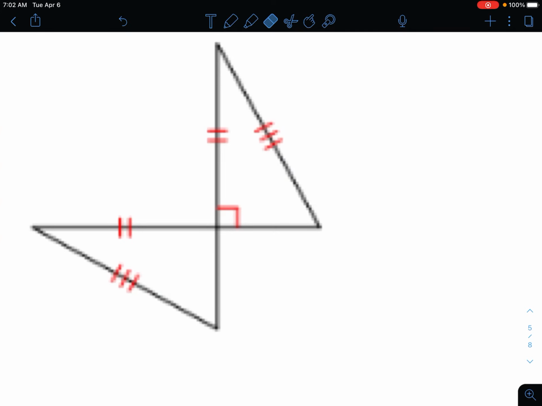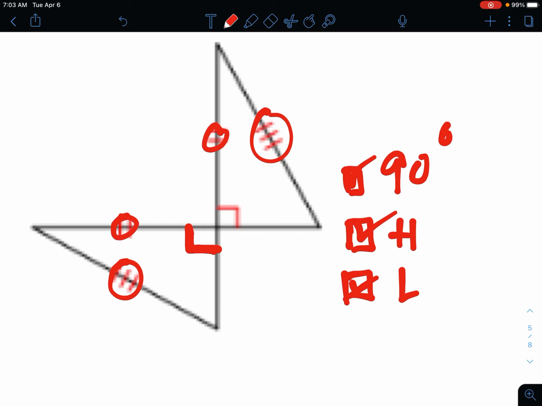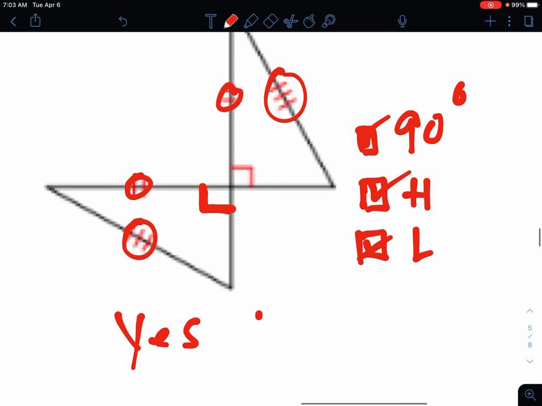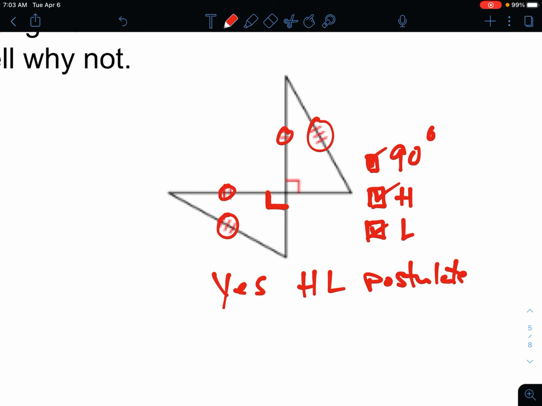Okay, what do we have here? Right? Ooh, we have a 90 degrees here. Is this angle down here 90 degrees? And the answer is yes. So in our proof, we'd have to say it's 90 degrees because they're vertical angles, right? So we have 90 degrees. Check. Do we have a hypotenuse? Well, that's the long one of the three. Check. And do we have a leg? Yep. Check. So this is yes. HL. Let's do it.